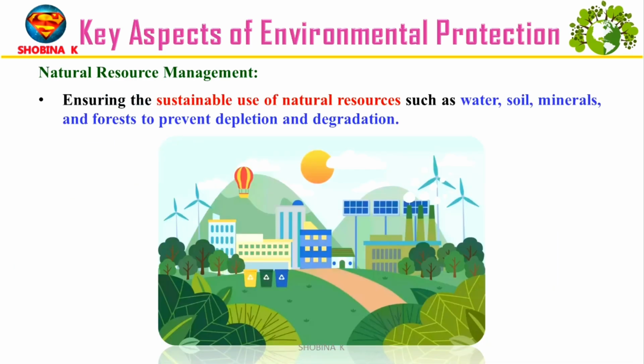And next aspect is natural resource management. Conservation of natural resources means protecting and managing natural resources such as air, water, land, and minerals to ensure their sustainability. Natural resource management refers to ensuring the sustainable use of resources like water, soil, minerals, and forest to prevent depletion and degradation. Therefore, it means making sure we use things like water, soil, minerals, and forest in a way that won't run out or harm the environment.